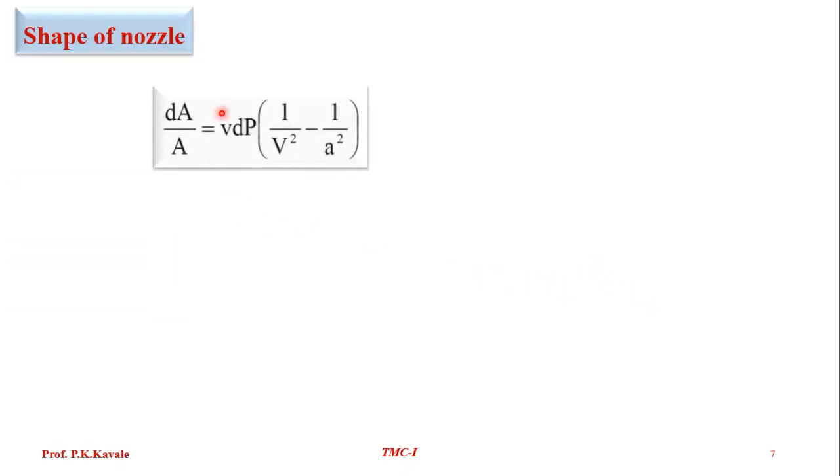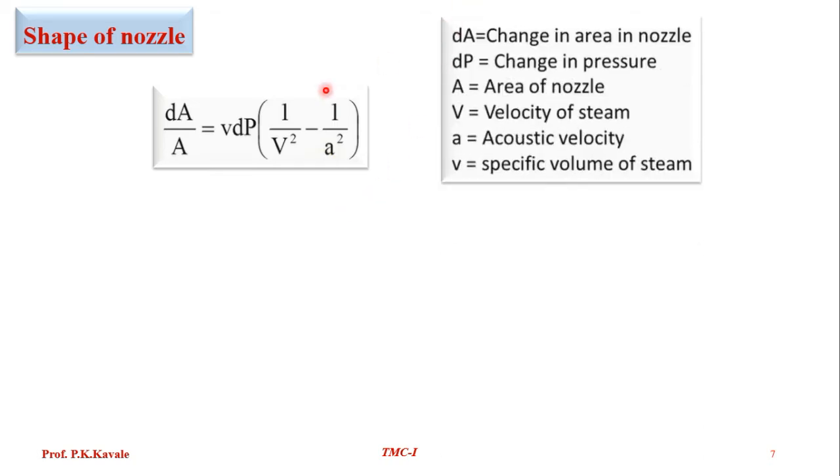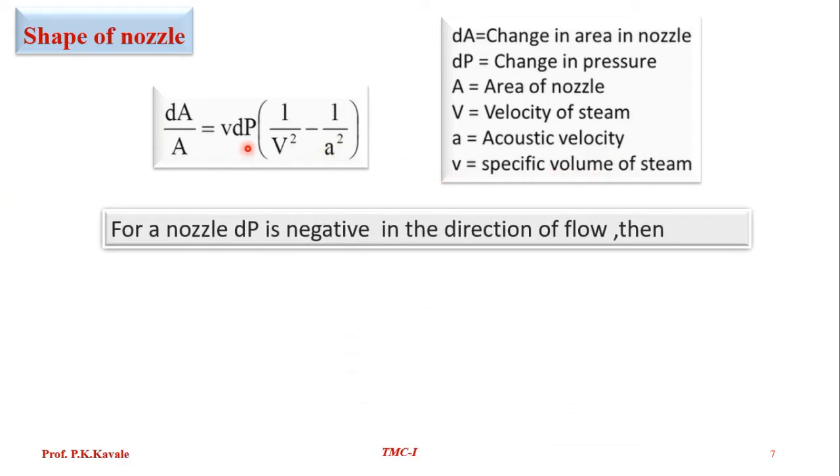Now the shape of a steam nozzle. This equation is derived from the continuity equation. We will not go into much more detail; just assume that this is the equation derived from the continuity equation. What are the parameters in it? dA is the change in the area of the nozzle, dP is the change in pressure, A is the area of the nozzle, V is the velocity of the steam, a is the acoustic velocity, and v is the specific volume of the steam. Now, what is dP? It is the change in pressure of the fluid. The pressure always decreases, so dP is always negative in the direction of flow.